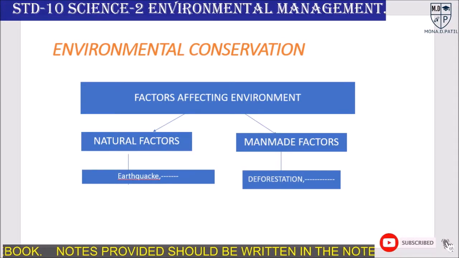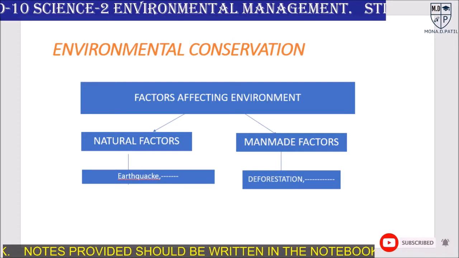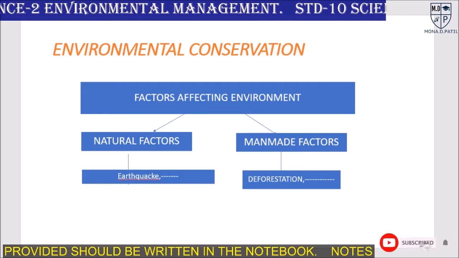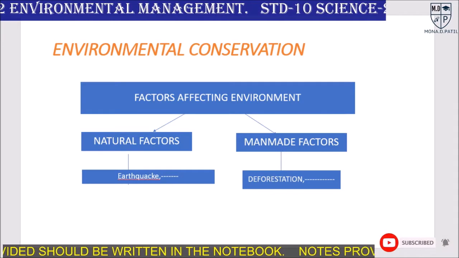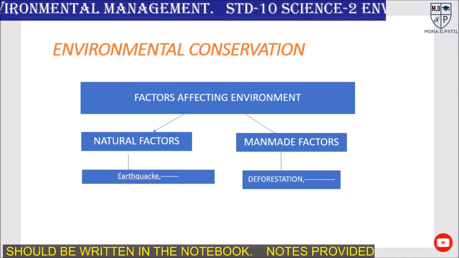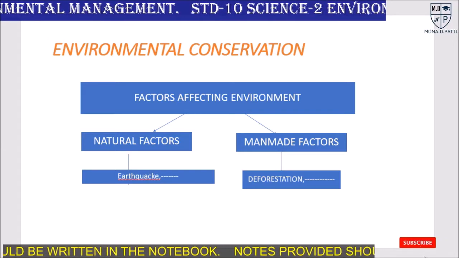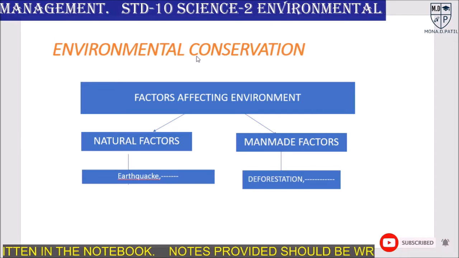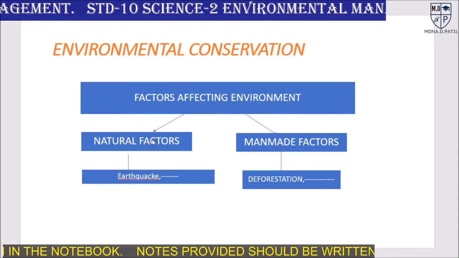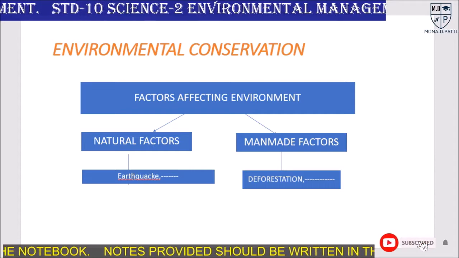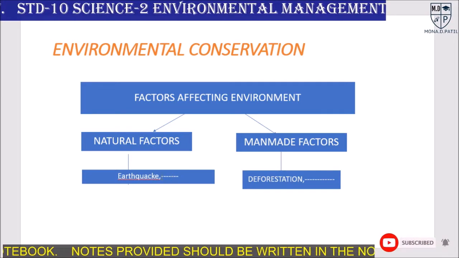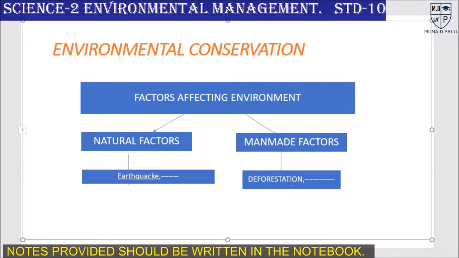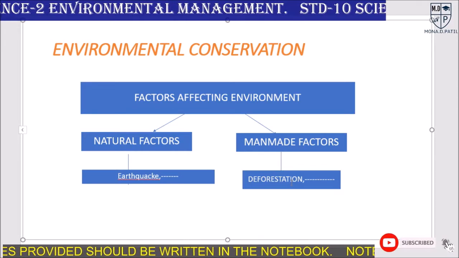So, environmental conservation. When some natural factors of the environment and some artificial polluting factors harm the environment, it creates an imbalance between various factors of the environment and ultimately affects the existence of biotic factors. The factors affecting the environment are natural factors like earthquakes, tsunami, floods, and so on, and man-made factors like deforestation, bomb blasts, etc.